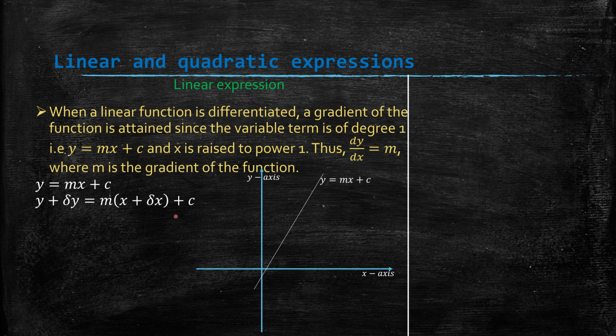After introducing the small increments, we go to our second step, which is to make small change in y the subject, and to do that we have to take y across the sign, whereby it becomes negative.